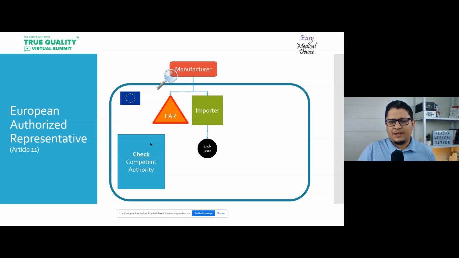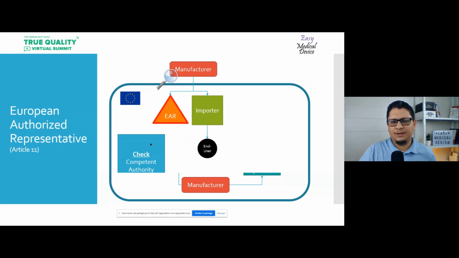So as you can see, he is checking nearly everybody, checking all the products that are coming from everybody and checking that everybody is really doing their duty. And the distributor is the same as the importer. The only check that can be happening is with the competent authority. The competent authority is really checking what they are doing.